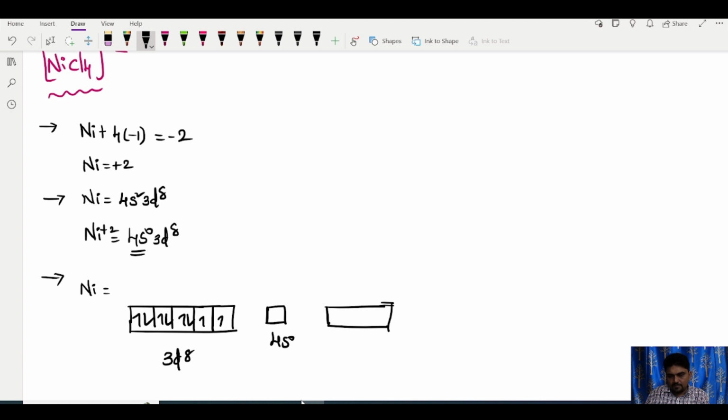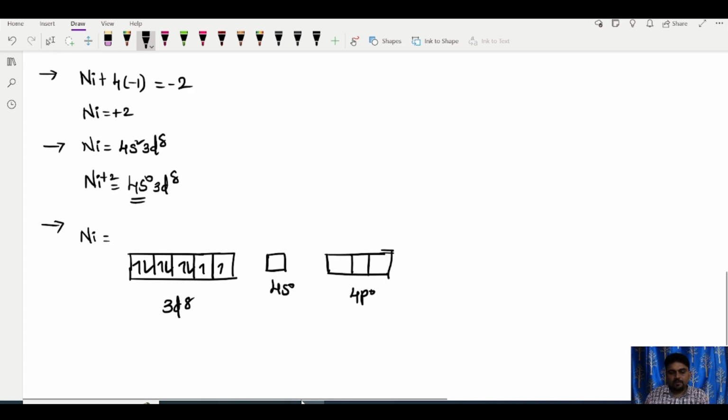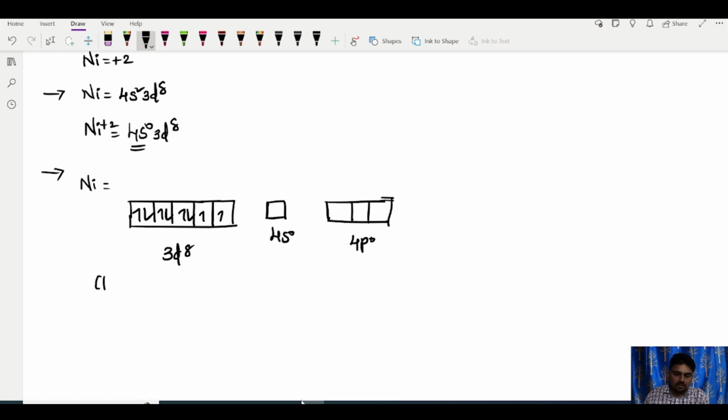So here 4p is 0. Here chlorine is a weak field ligand. Chlorine is a weak field ligand, so electrons do not get paired up.